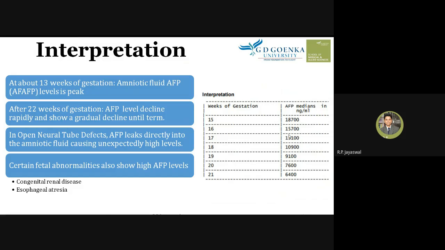in the sample. Okay, so we can see that at 15 weeks of gestation, the value is 187, and after 16, the value is less. So slowly, we have seen here at 13 weeks, the level is at the peak. At 15 weeks, the value decreases to 18,700. At 16, the value becomes 15,700 nanogram per ml, and gradually the value decreases. And at the 21st week of gestation, we can see only 6,400 nanogram per ml of AFP.